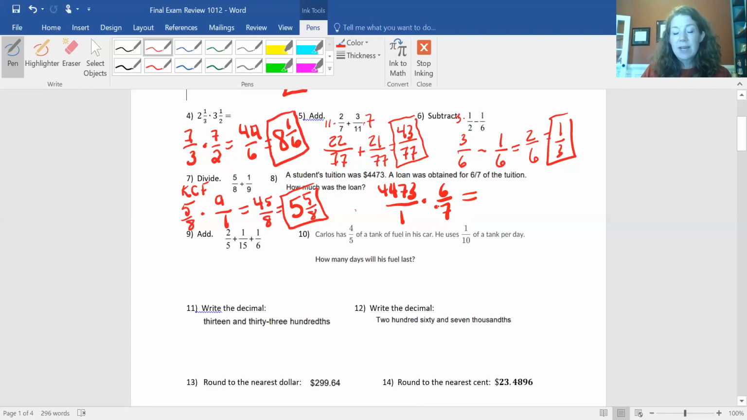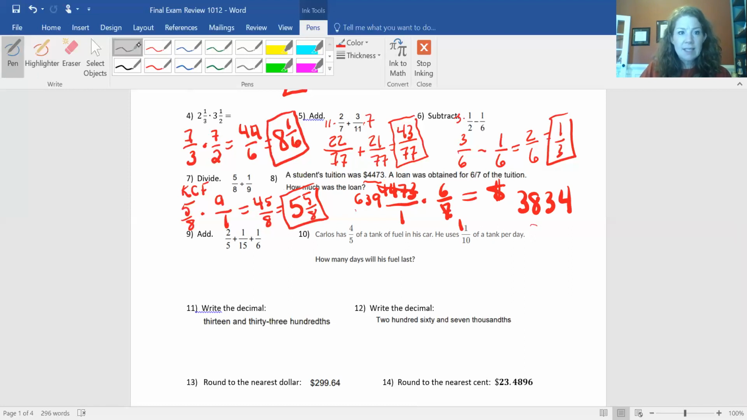So 7 divided by 7 is 1, and 4,473 divided by 7 is 639. So that means my denominator is just 1. So all I have to do now is multiply 639 times 6. And my final answer is 3,834. So the tuition was $4,473. Since we got a loan for 6/7 of that amount, that means our loan was $3,834.